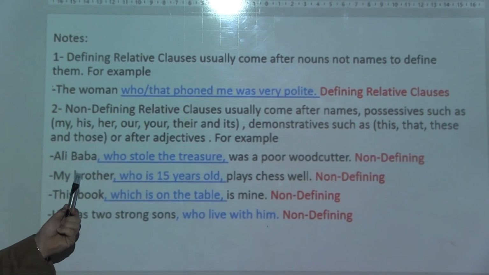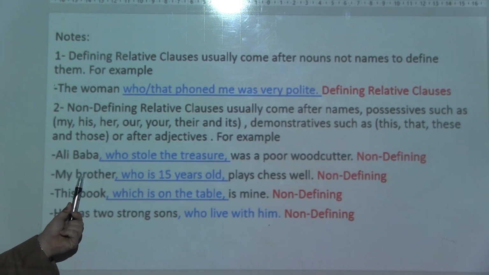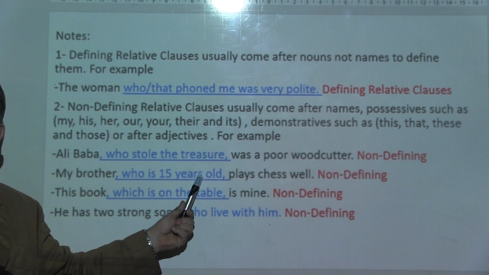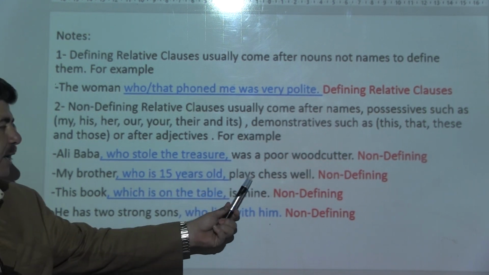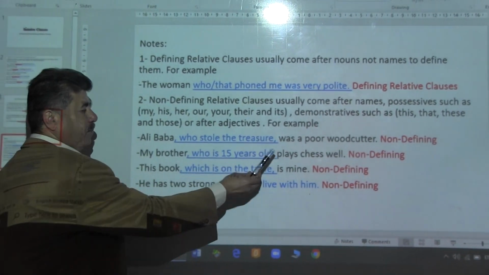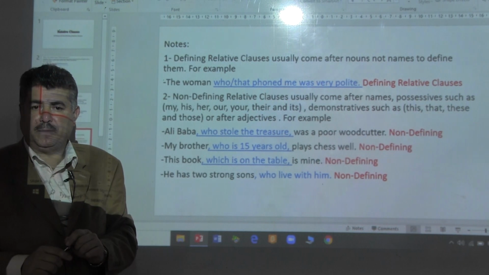Number 2, my brother. I use the possessive adjective my to make the noun I'm talking about specific. My brother, who is 15 years old, plays chess well. This is extra information. So if I delete this clause, my brother plays chess well, it gives a complete thought, a complete meaning by itself.